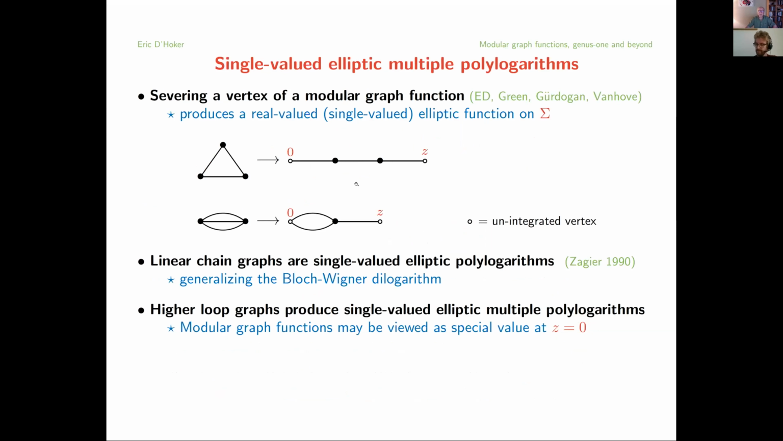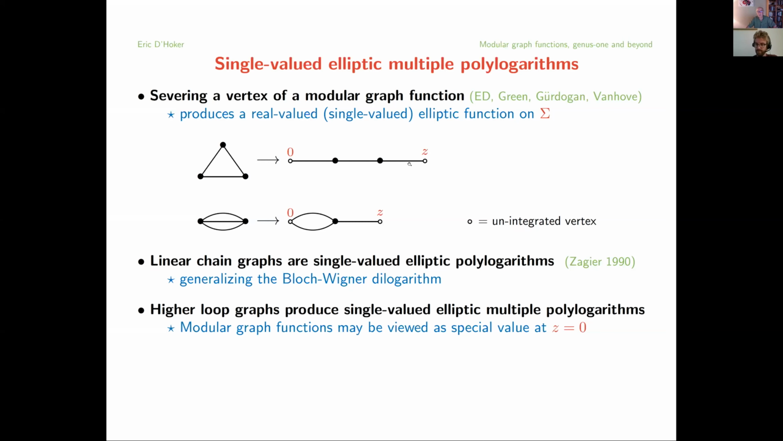Okay, one last comment I want to make before I move on to higher genus, and that is that these modular graph functions have a simple connection with what we could call elliptic modular graph functions or single valued elliptic functions on sigma. So if you have them, let's take the simplest ones of these modular functions, actually just an Eisenstein series. Well, you can cut it open. Imagine that you cut one of the edges. Now you get a linear chain, but you also get 2 points actually on the torus because you cut this open.